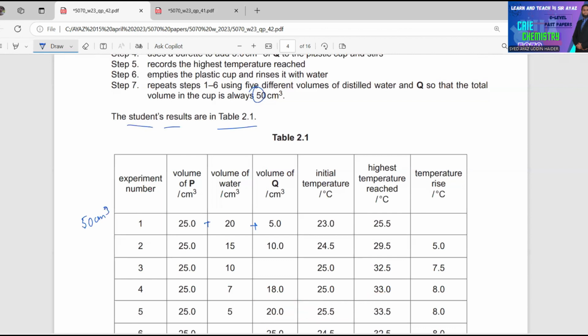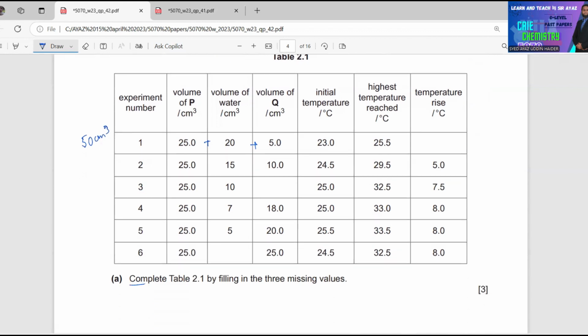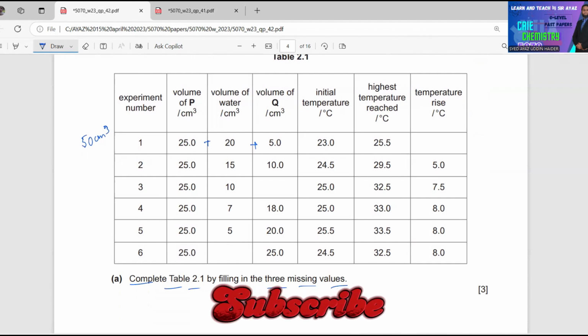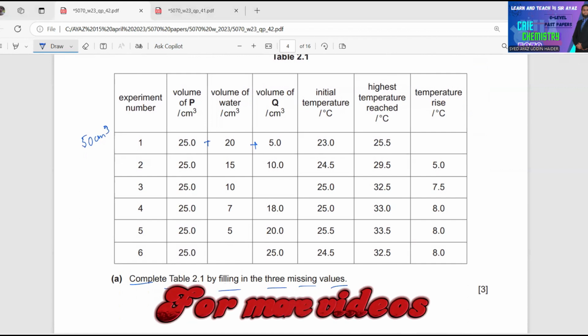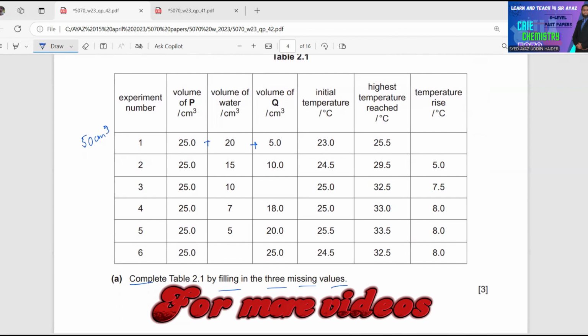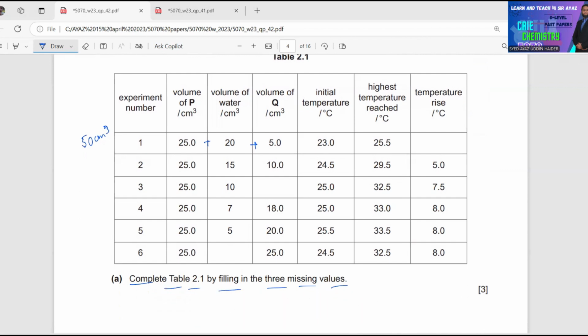I can see some blanks here. Complete table 2.1 by filling in the 3 missing values. In experiment number 1, the temperature rise is missing. So you have to subtract 23 from 25.5. 25.5 minus 23 will get 2.5 degrees centigrade. Experiment number 3, where volume of Q is missing. 25 plus 10 is 35. So 50 minus 35.